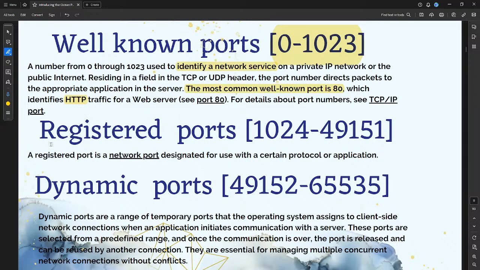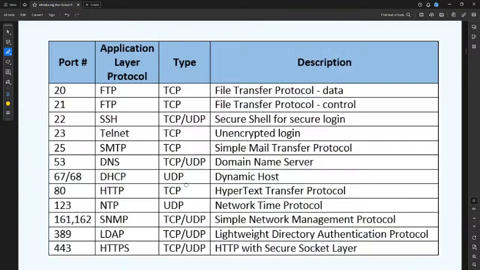So now we also have what is known as registered ports. This registered port, like we saw previously, ranges from 1024 to 49,151. Now, these ports are known as network ports, and of course they are designated for use within a certain protocol or a certain application. So they are registered and they are designated already for use.